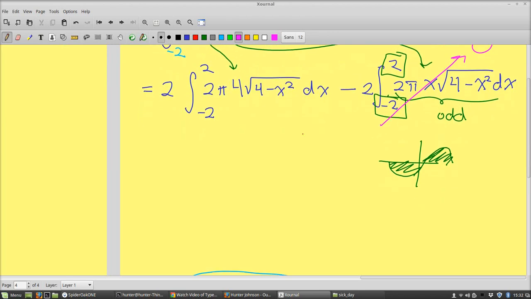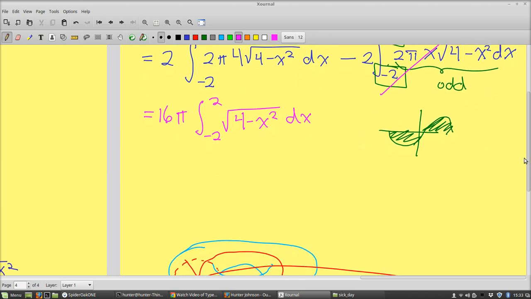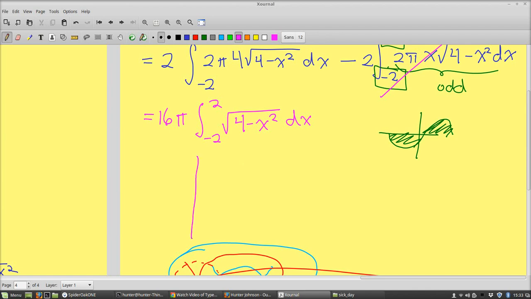And so now what do we do with this part? This is equal to 4 pi, the integral from -2 to +2. Oh wait, it's not 4 pi, it's 16 pi. 2 times 2 is 4, times 4 is 16. And that leaves this square root of 4 minus x squared dx. So if you're going to actually evaluate this integral, it's not that easy. It requires a method that we haven't learned called trigonometric substitution.